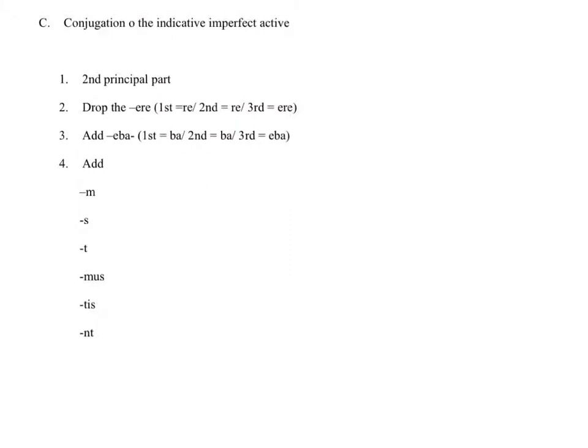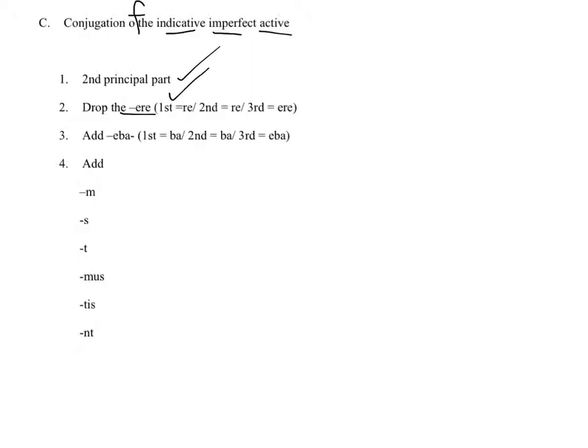Next point, the conjugation of, let me add the F in there for you, the conjugation of the indicative imperfect active. Mood, tense, and voice. Really the only thing I've changed there is the tense. Now you're doing the imperfect. You take the second principal part, same as before. You drop the ERE, same as the indicative present active.